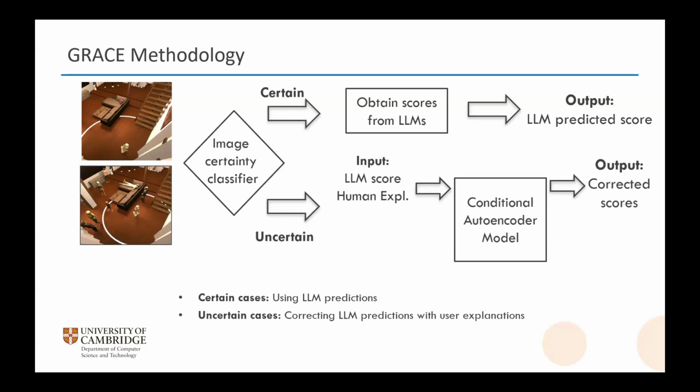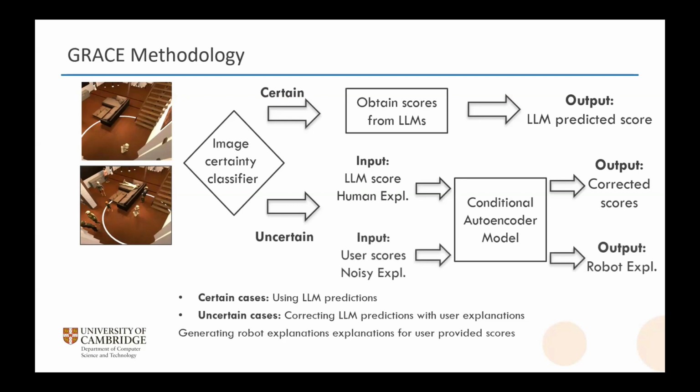This conditional autoencoder model takes the LLM predicted social appropriateness scores, as well as the human explanations, so saying that you should prioritize safety, efficiency, and so on, and it corrects the scores. It tailors the scores based on the given human explanations. Thanks to its generative approach, this autoencoder model could also generate explanations for human-given scores. So if the user gave such scores, probably they were prioritizing this or that. So this model could give such explanations for the given user scores as well.